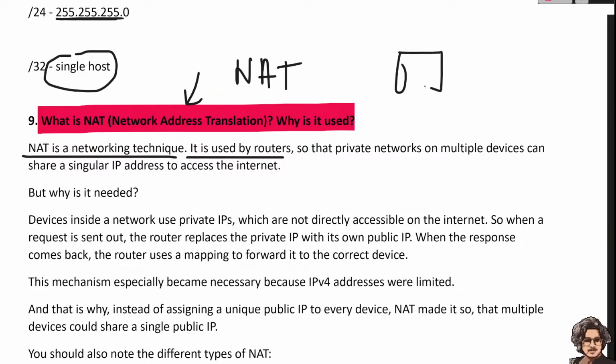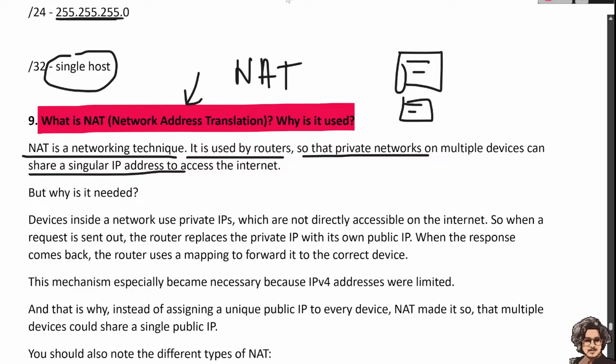With NAT, multiple devices on a private network can share a single IP address to access the internet. So when multiple devices work on a private network, they share the same IP to access the internet. But why is it needed?